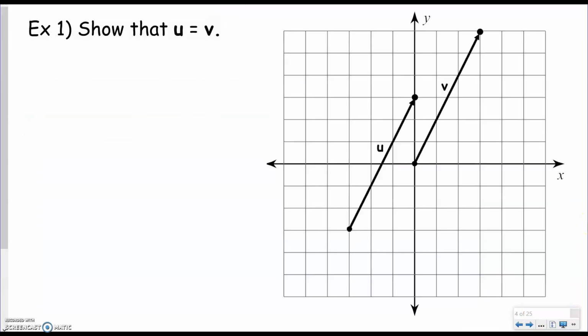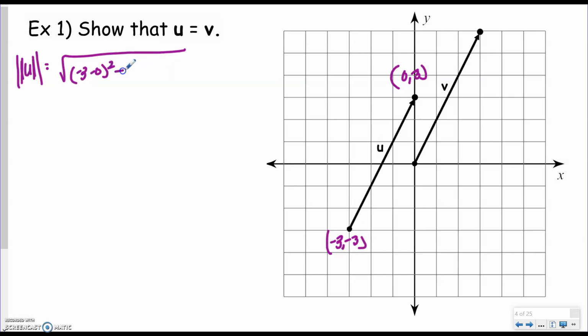Okay, so here's what you need to do. To show that U and V are equal, you need to find the magnitude or the length of each of those vectors, and then you also need to find your slope and compare it that way. So we are going to show the magnitude of U, and magnitude is written with what almost looks like double absolute value bars, so 2 bars on each side. And we're going to do the distance formula here. So if I label my points, I have -3, -3, and I have 0, 3. So distance formula is x2 minus x1 squared plus y2 minus y1 squared.